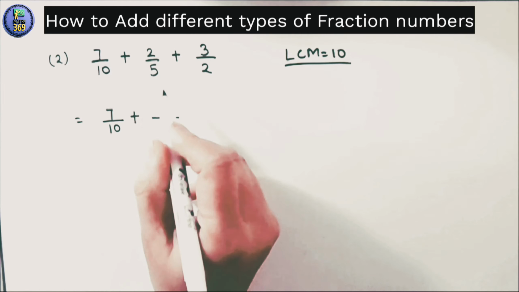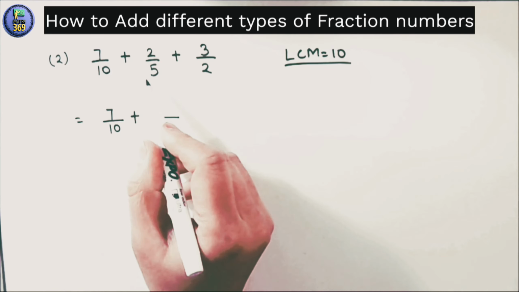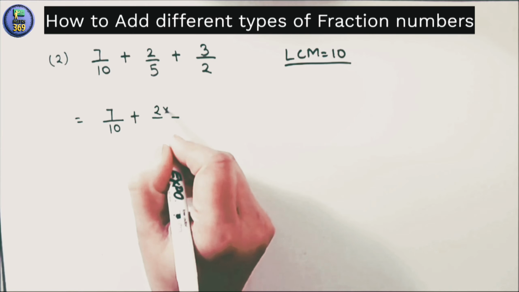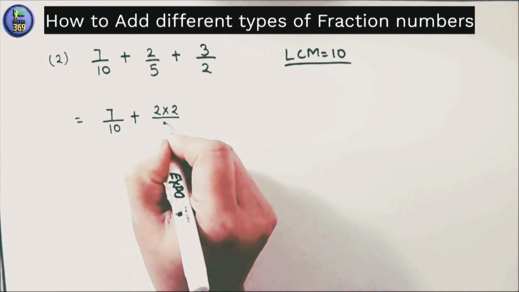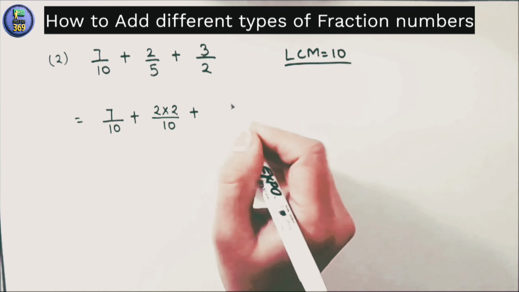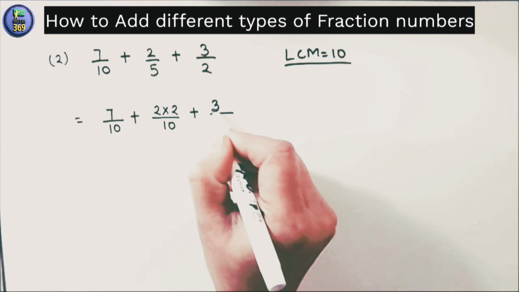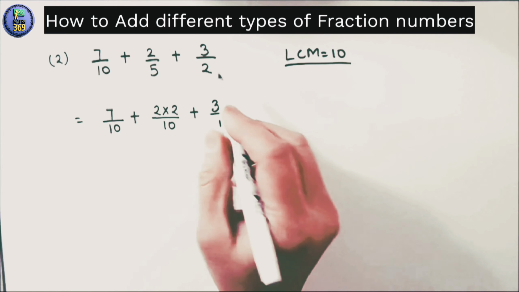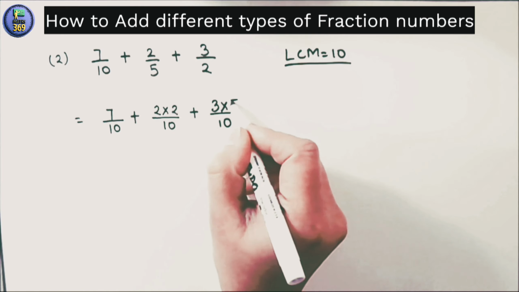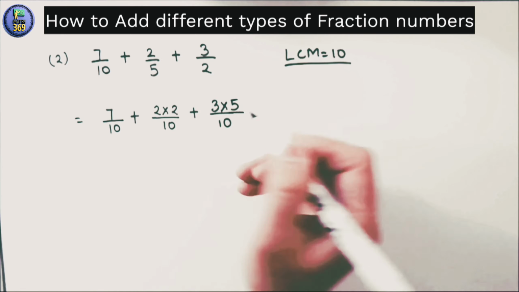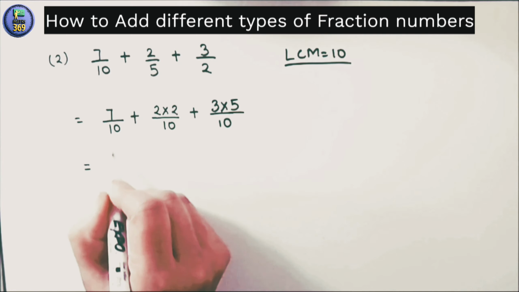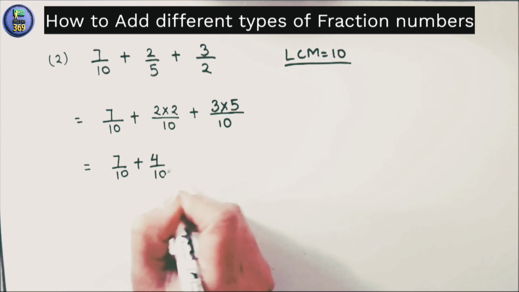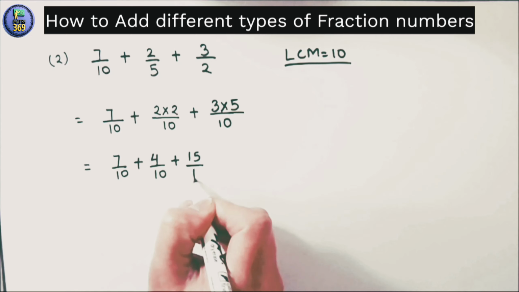The second one is denominator 5. So to make 5 equal to 10, we have to multiply this by 2. So we will multiply the numerator by 2 and denominator will be equal to 10. The third one is 3 by 2. To make this 2 equal to 10, we have to multiply it by 5. So we will multiply the numerator by 5. So 3 times 5. Now 7 by 10 plus 4 by 10 plus 15 by 10.